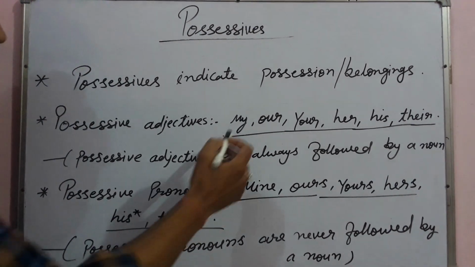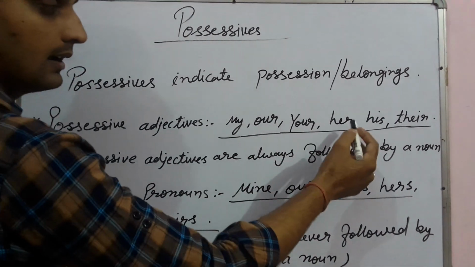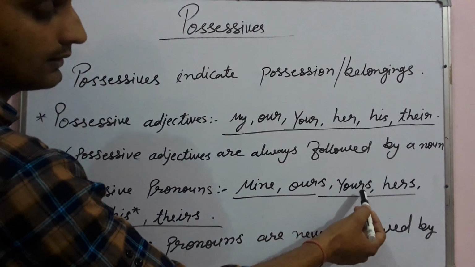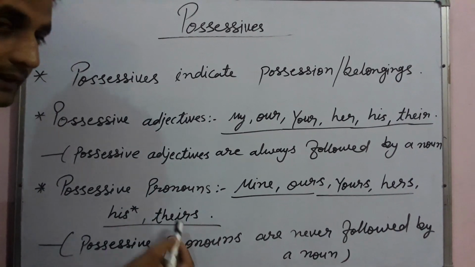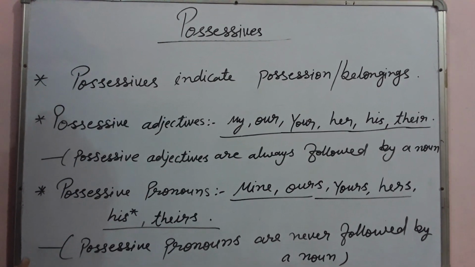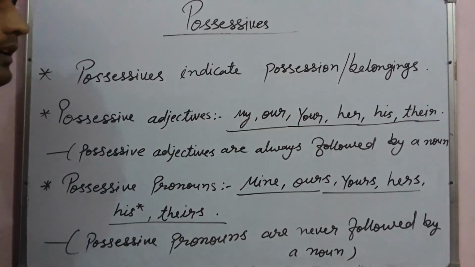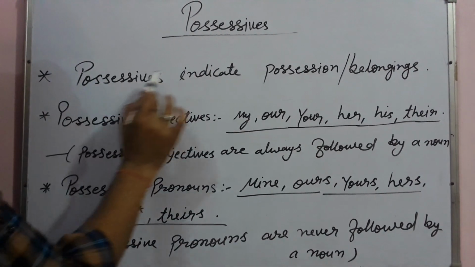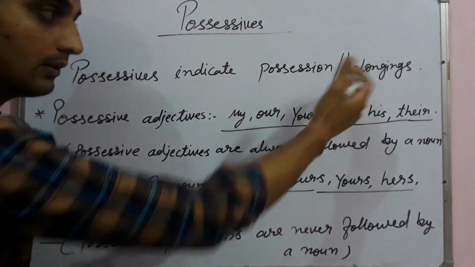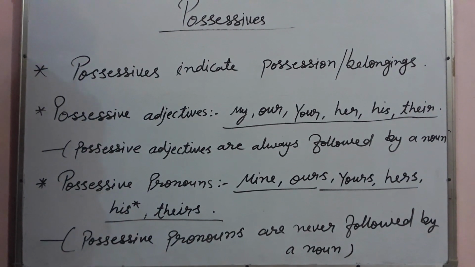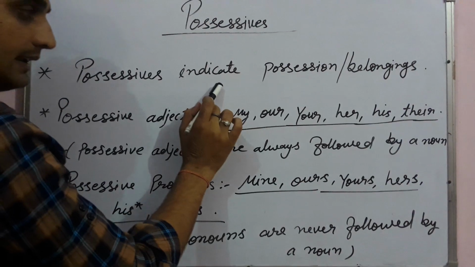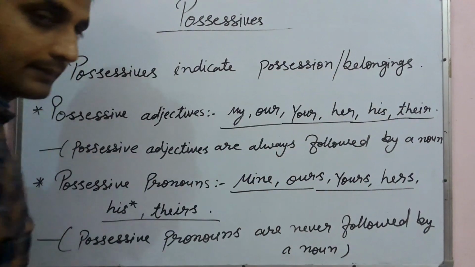Underlined words like my, our, your, her, his, their, mine, ours, yours, hers, his, and theirs. These all words are called possessives. Possessives indicate possession or belongings. What do we mean by possession or belongings? Mean right, adhikar. Possessives indicate possession or belongings.